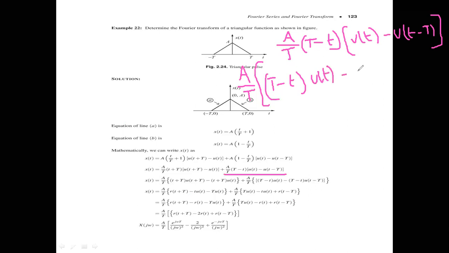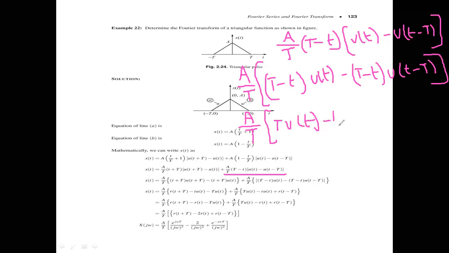Similarly, the t minus T with the mu of t minus T. Okay. Again, the a by t. Here the two terms you can write as t into mu of t minus t into mu of t, and I'm taking the minus as a common, plus it becomes of small t minus capital T. So mu of t minus T.